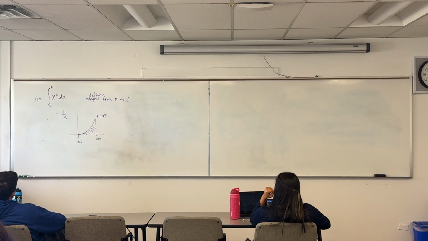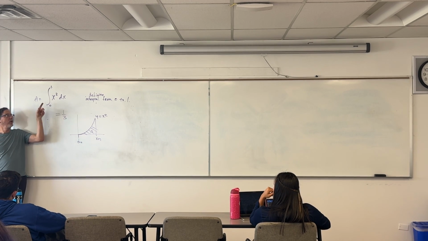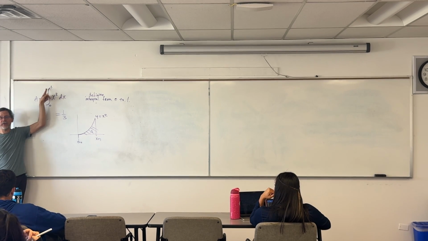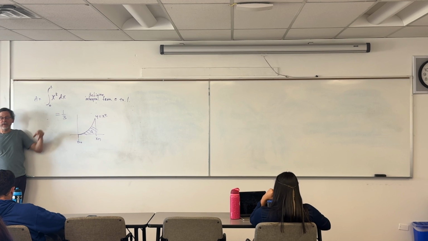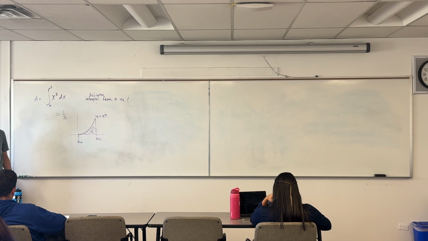How did we get to this? Where does this symbol come from? Where did this come from? So you've got this like S. Sum? It's a sum. It comes from a sum. What kind of a sum? A Riemann sum. Hell yes. All right, now we're talking.